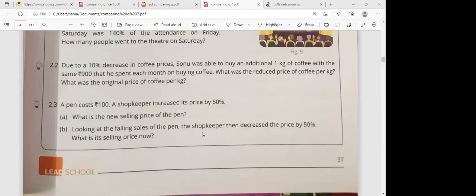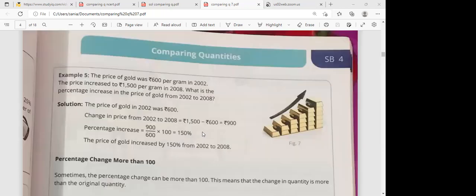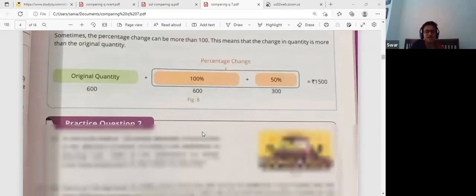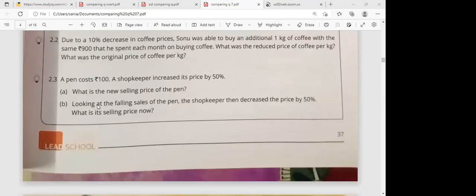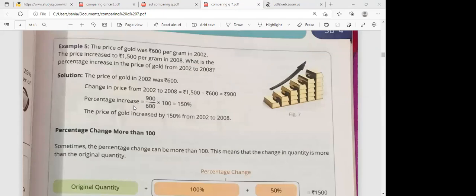Sometimes students are like, ma'am, 100 is the highest percent. How can it be 150? So yes, it can be more than 100 itself. Ma'am, percent is per 100, and 150 is more than 100. How is it? It's percentage increase, na? It's not percent. Increase can be anything: 200%, 300%. We can. Right?